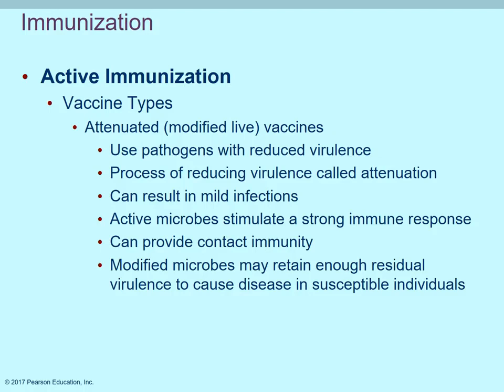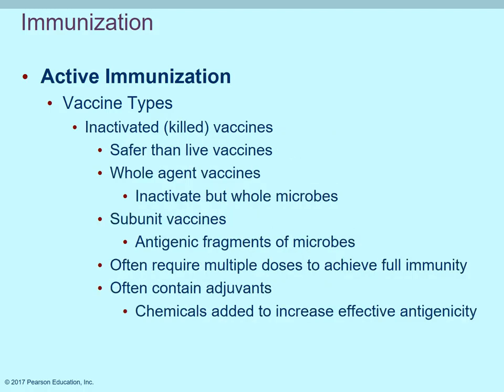One drawback of this is that in someone whose immune system might be slightly compromised, in susceptible individuals, it could cause disease. So over time, they've switched to other types of vaccines, such as killed or inactivated vaccines. These are obviously safer than the live because the pathogen has been killed, so it cannot cause the disease. Sometimes they may use what we call the whole agent vaccine. You're using the whole bacteria, the whole virus, the whole whatever the microorganism is.